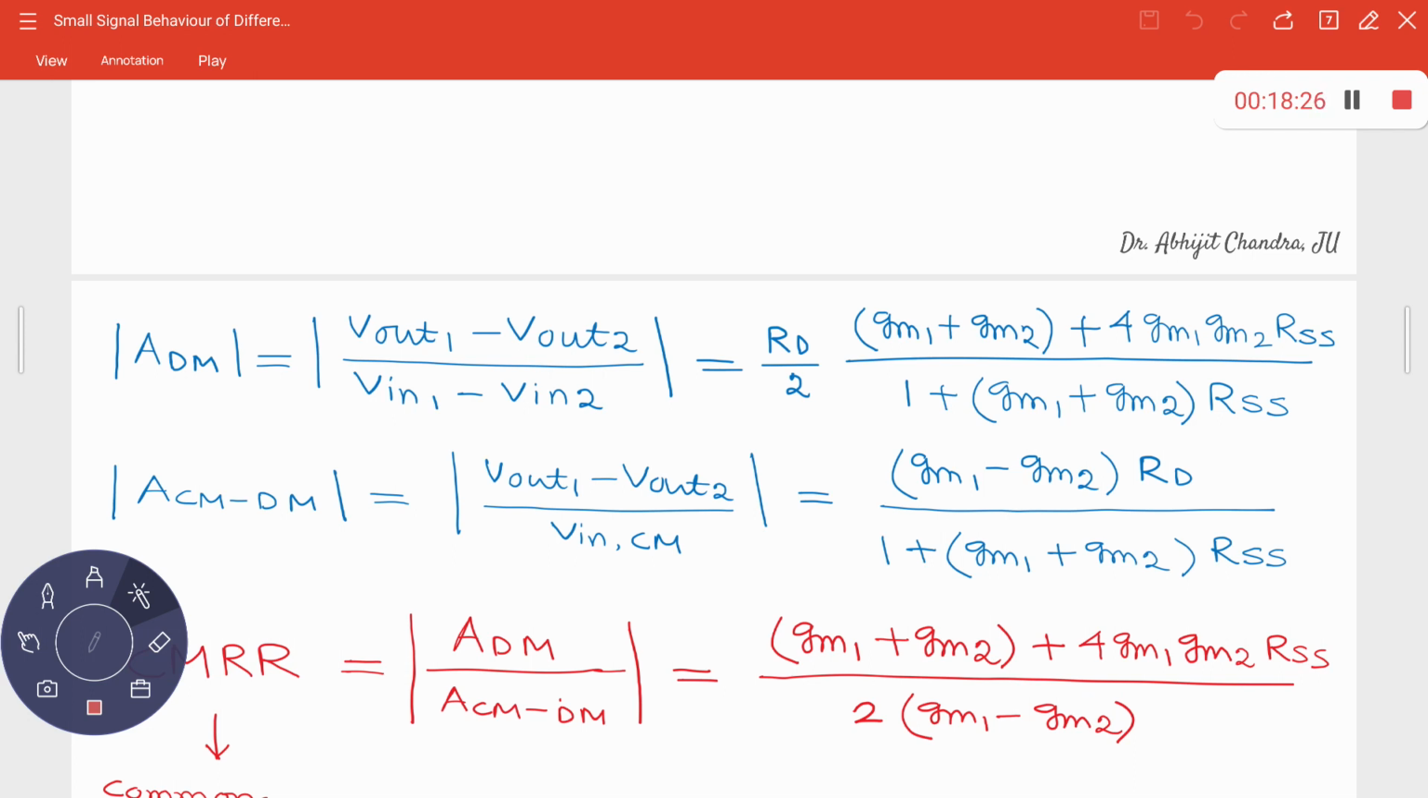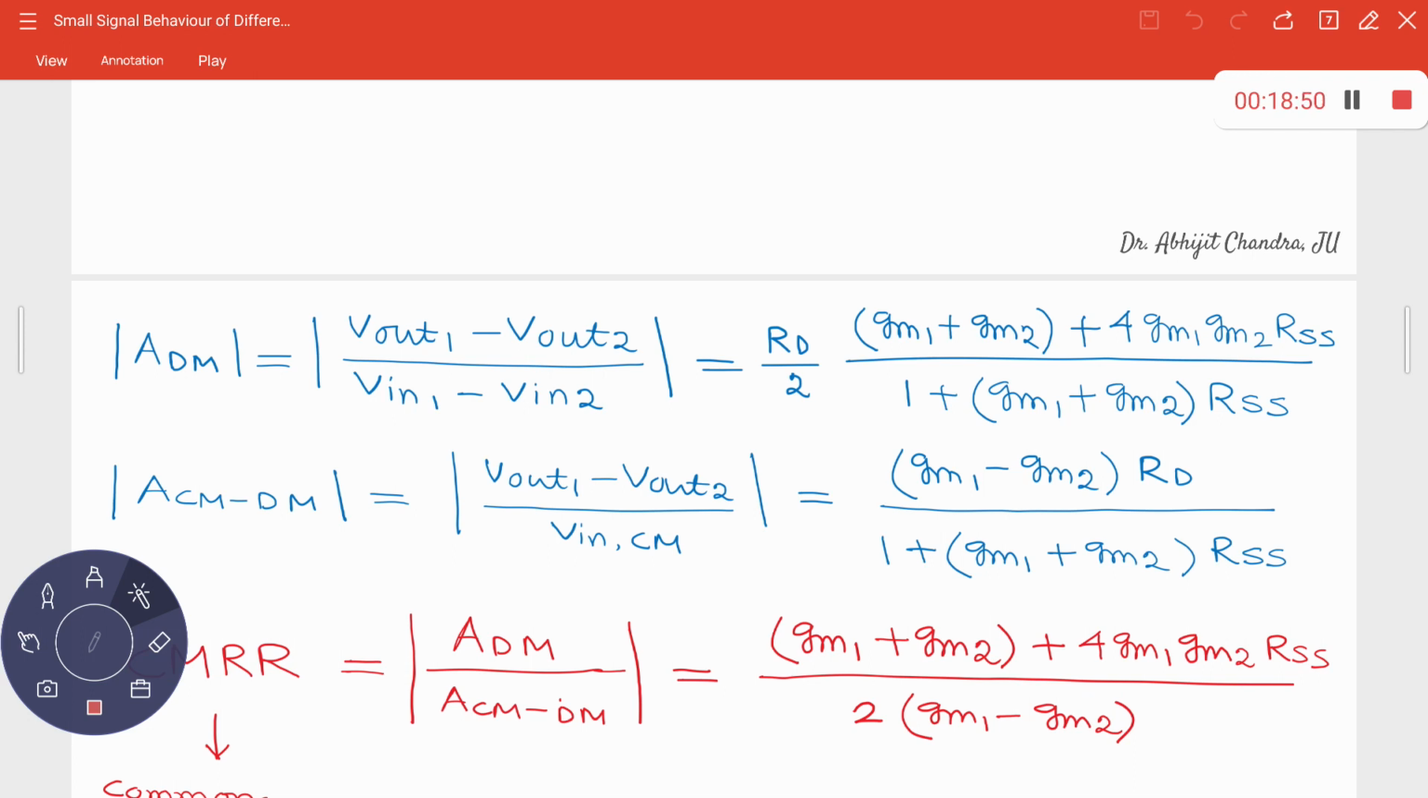So the denominator gets cancelled here. In the numerator you have gm1 plus gm2 plus 4 gm1 gm2 RSS upon twice gm1 minus gm2. Now if gm1 equals gm2, then obviously in that case the common mode rejection ratio becomes infinite. For an ideal differential amplifier you expect that the CMRR should be infinite. Practically this CMRR is not equal to infinity but very large.